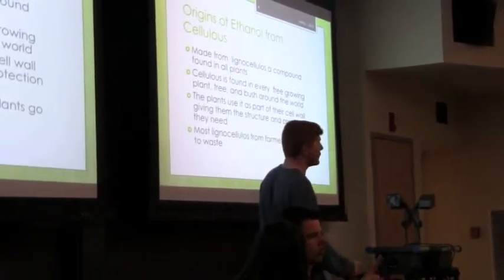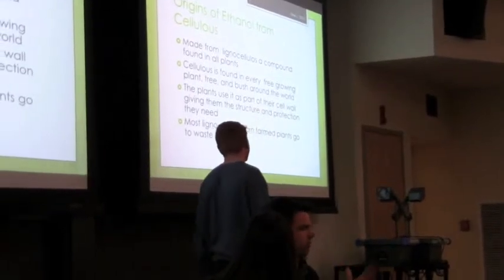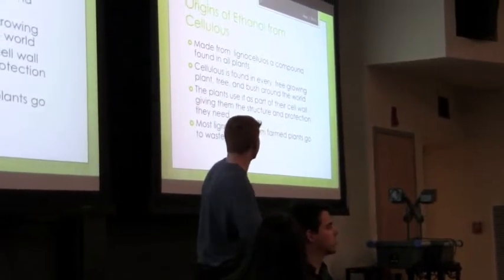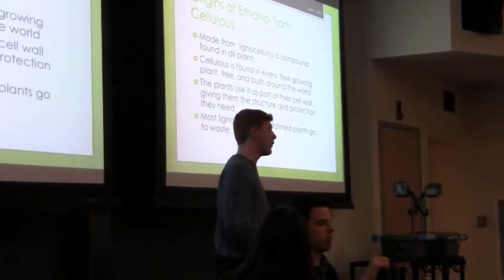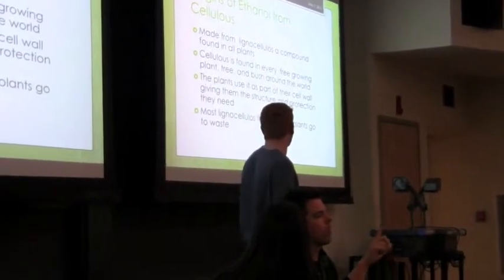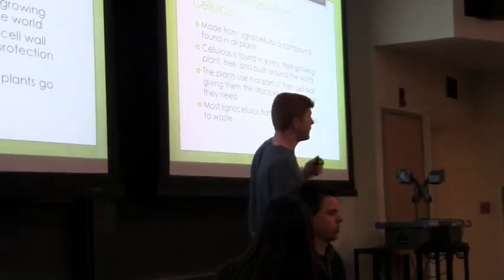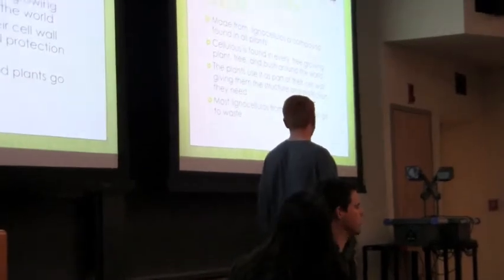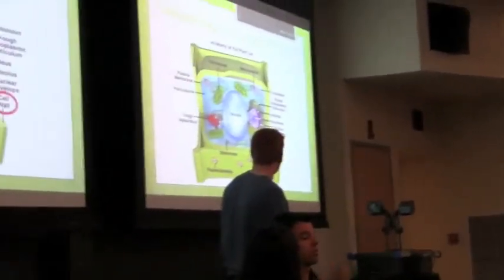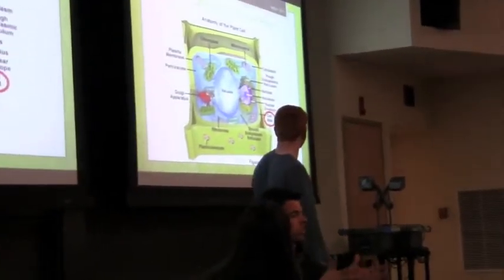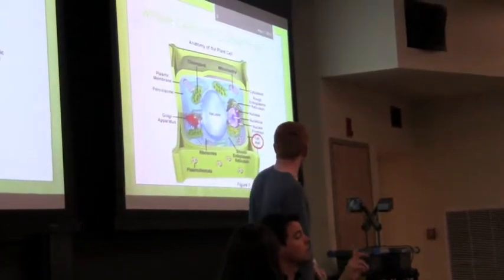Cellulose is found in almost every free-growing plant in the entire world. Plants use it as part of their cell wall for structure. And most of the cellulose from farm plants goes to waste. As you can see over here in the cell wall, that's where the cellulose is contained.